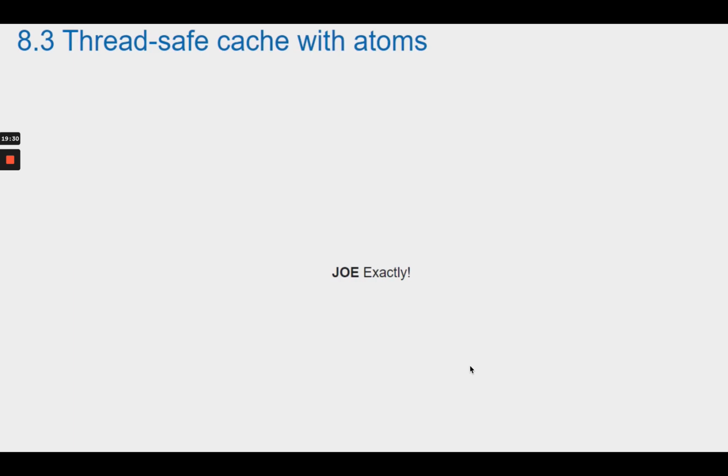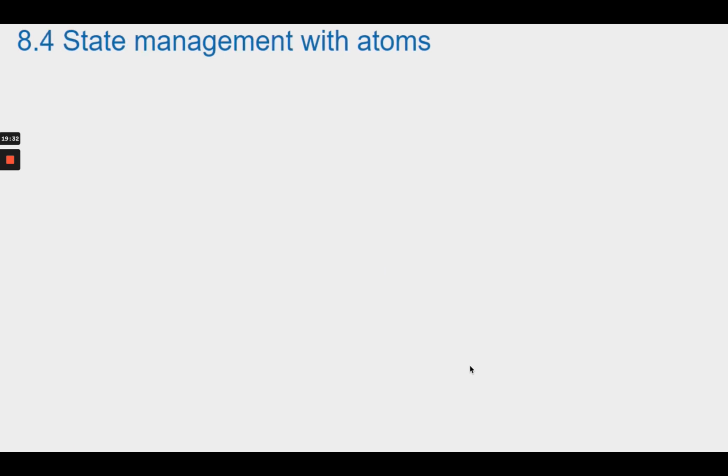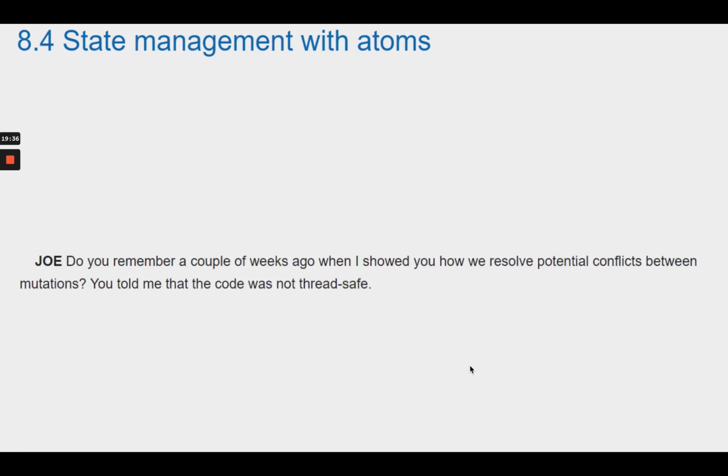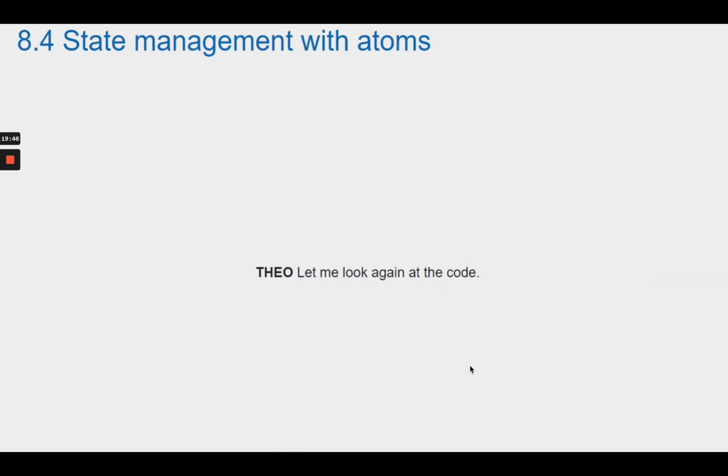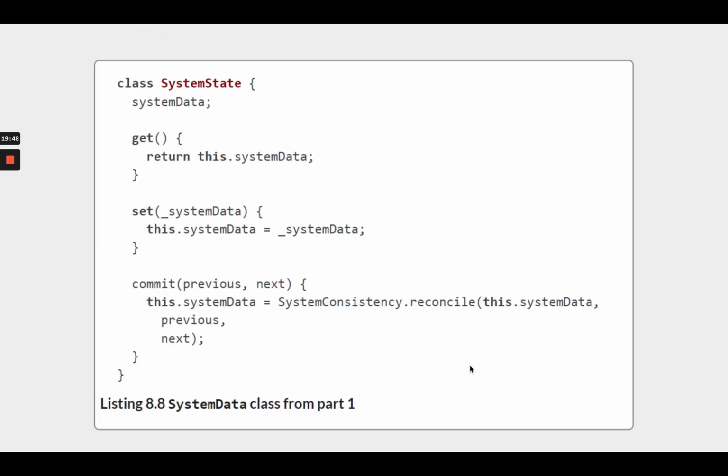Joe, exactly. Section 8.4, State Management with Atoms. Joe, do you remember a couple of weeks ago when I showed you how we resolve potential conflicts between mutations? You told me that the code was not thread-safe. Theo, let me look again at the code. Theo takes a look at the code for the system data class that he wrote some time ago, repeated in listing 8.8. Without the validation logic, it makes the code easier to grasp.